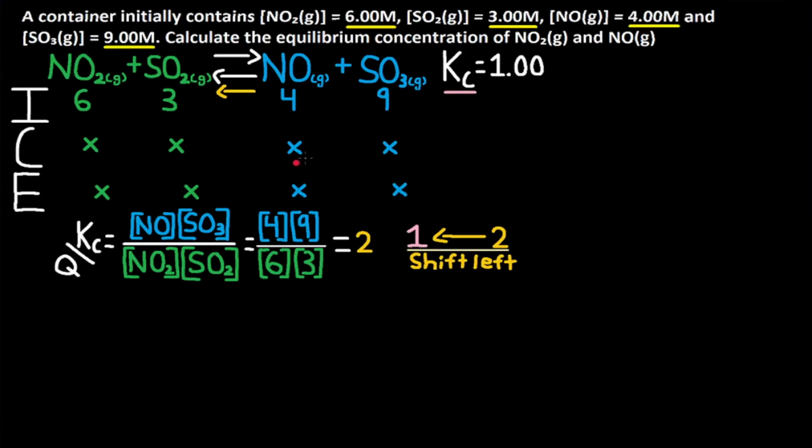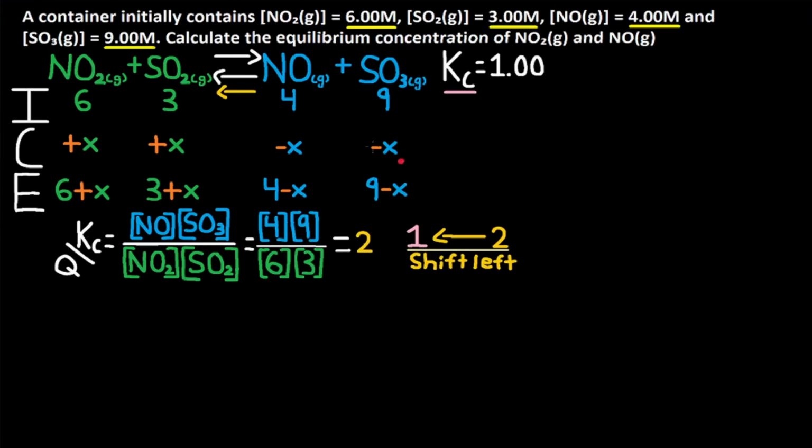So the products will have a negative change of x. Equilibrium is equal to initial plus change, so we have 4 plus negative x, which is 4 minus x, and then we have 9 minus x for the equilibrium for SO3. The reactants have a positive change of x. Equilibrium is equal to initial plus change, so we have 6 plus x. And then we have 3 plus x, so the equilibrium is 3 plus x.